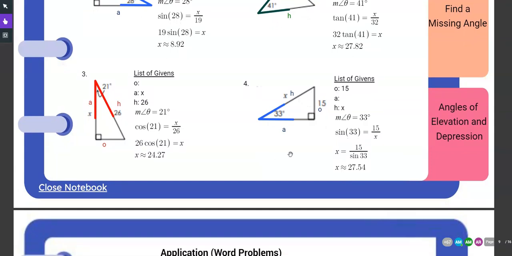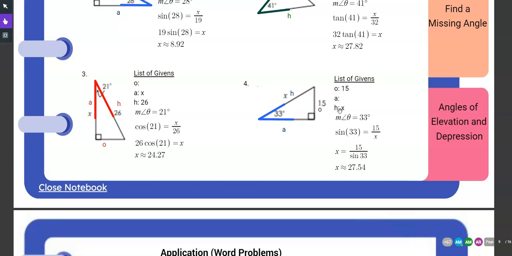Finally, number 4. Again, we have our highlighted angle of 33 degrees, so the measure of theta is 33. We are looking across from our right angle to find our hypotenuse, which is x. We plug that in for h. Our other highlighted side is adjacent, so there's no information for adjacent. We're going to leave that blank. And our opposite side is 15.